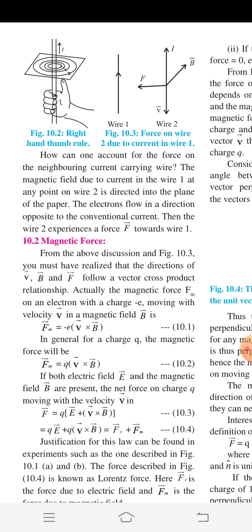The electrons flow in a direction opposite to the conventional current. वायर फर्स्टमधून फ्लो होणारा जो इलेक्ट्रिक करंट आहे त्यामधून फ्लो होणारे जे इलेक्ट्रॉन्स आहेत त्या इलेक्ट्रॉनचा फ्लो it is always directed opposite to the conventional current. Then the wire 2 experiences a force F bar towards wire 1.